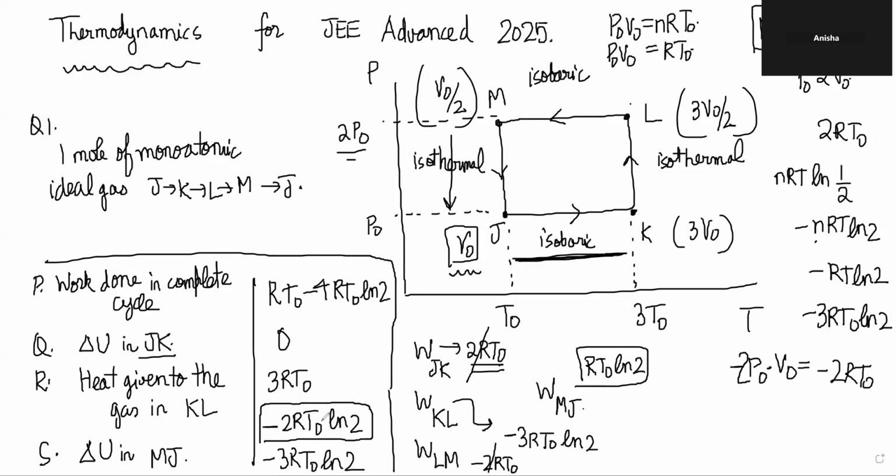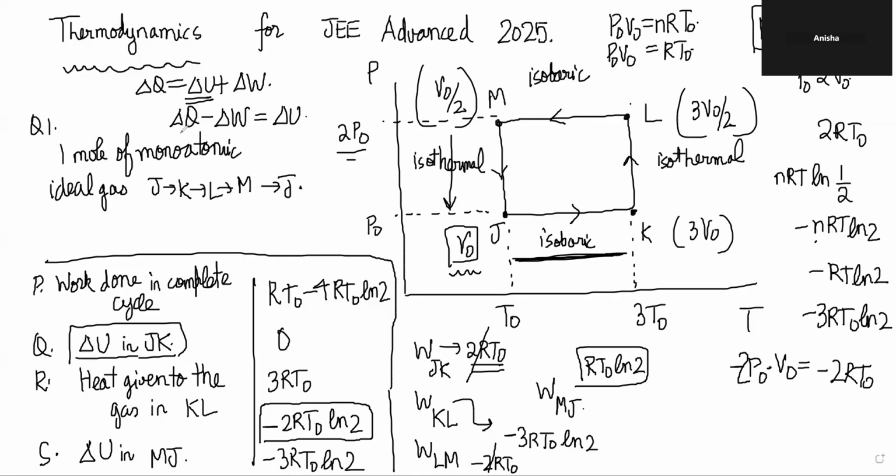Now you have to do delta U in JK. Tell me how to do that. For the JK process, you have to write the equation delta Q is delta U plus delta W, right? Yes, sir. They are asking you for delta U in JK, so it is delta Q minus delta W.